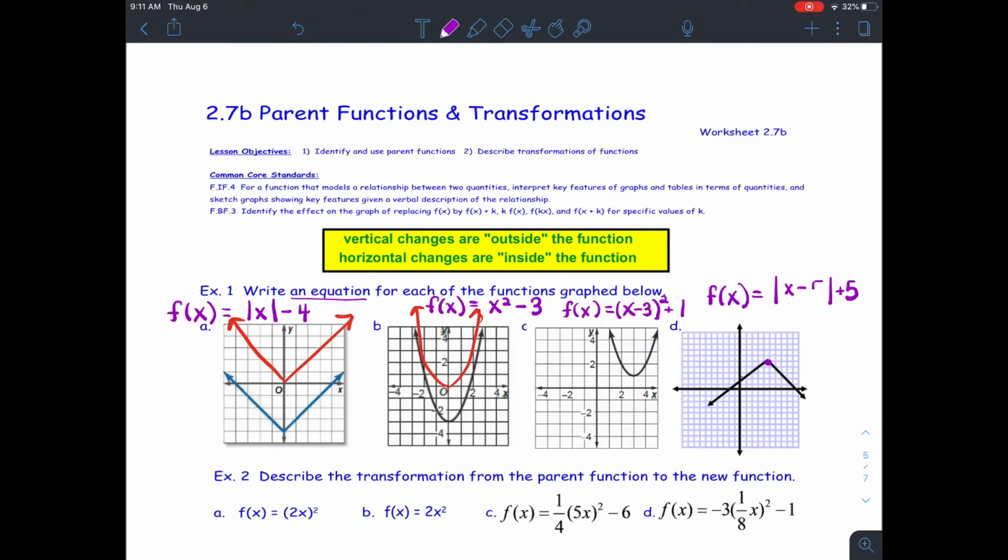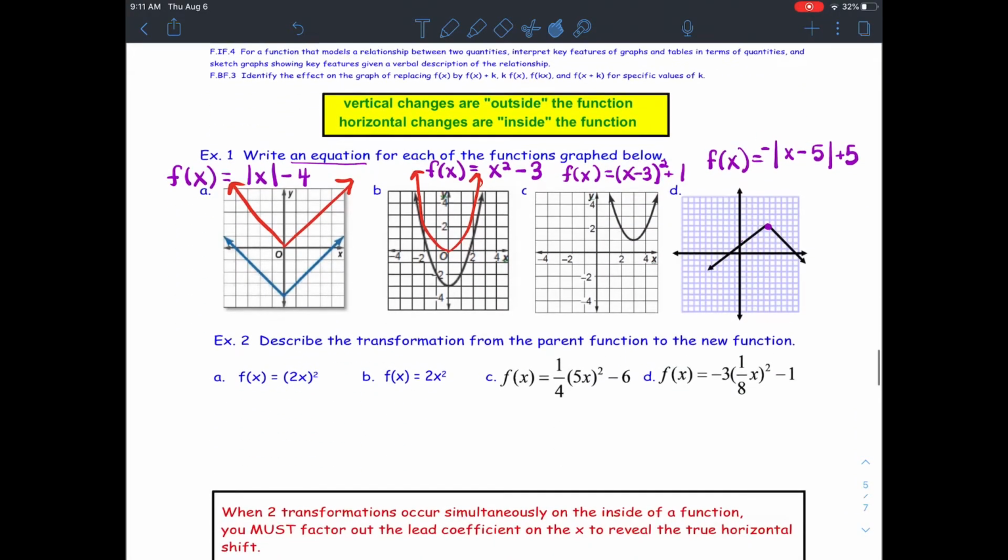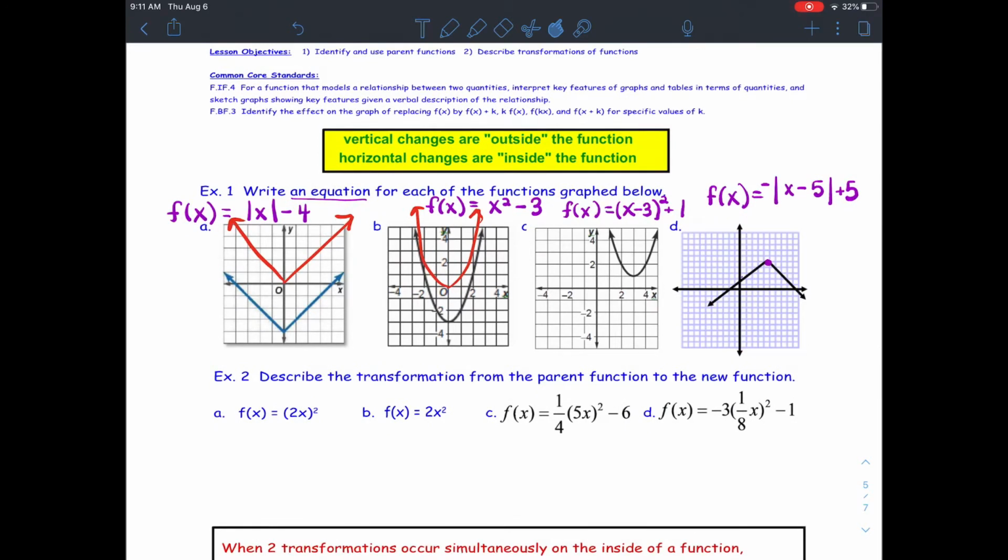So up 5 would be +5 there. To the right 5 would be subtracting 5 on the inside, and a flip over the x-axis, that is when you multiply on the outside by a -1. So you want to make sure you put a -1 on the outside there.